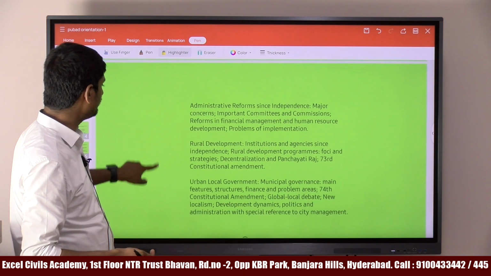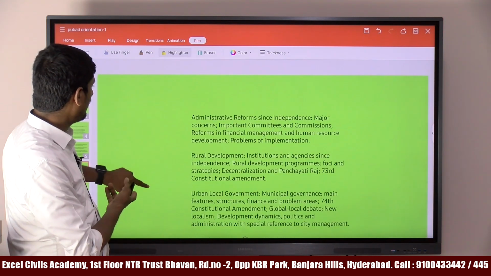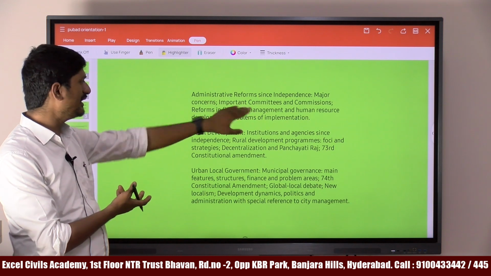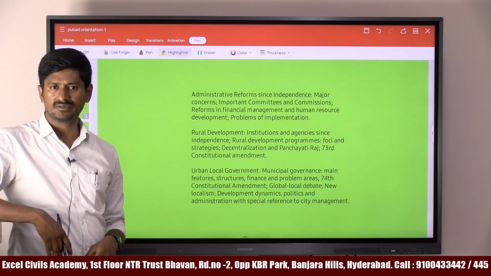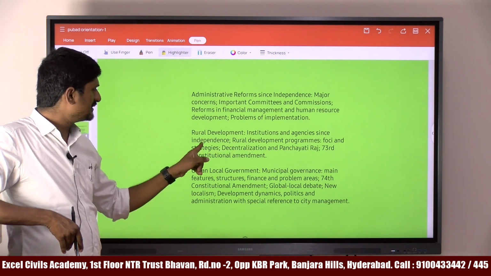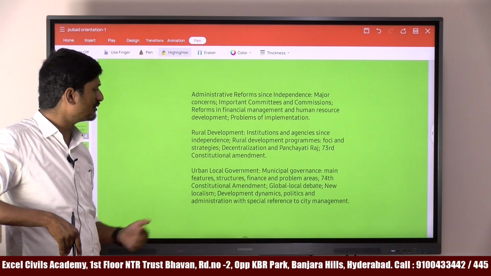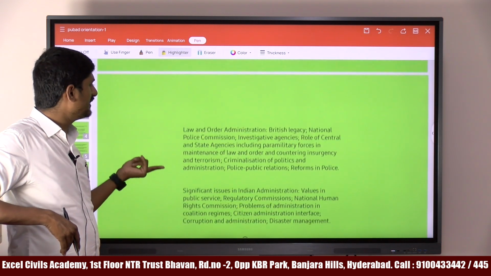We have studied financial management in paper 1 itself. And moreover, administrative reforms since independence, major concerns, important committees and commissions, reforms in financial management, human resource development. Okay, rural development, institutions and agencies since independence, decentralization, panchayat raj institutions, 73rd and 74th constitutional amendment acts. The same concepts we will be studying.